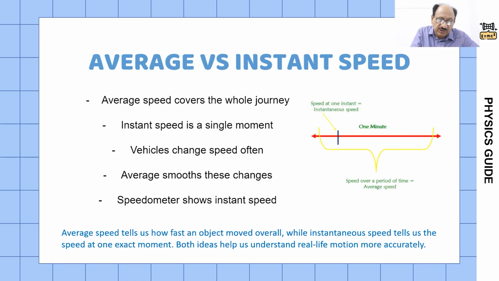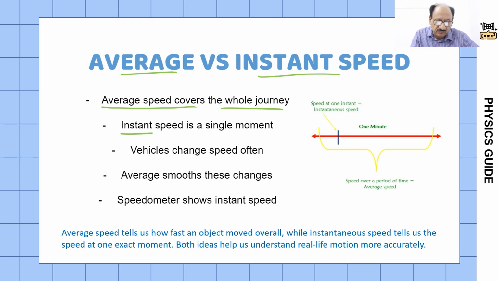Now, average speed versus instant speed, or instantaneous speed. So what is average speed? Total distance covered in total time. For the whole journey, we are checking how much the speed is for the whole journey.